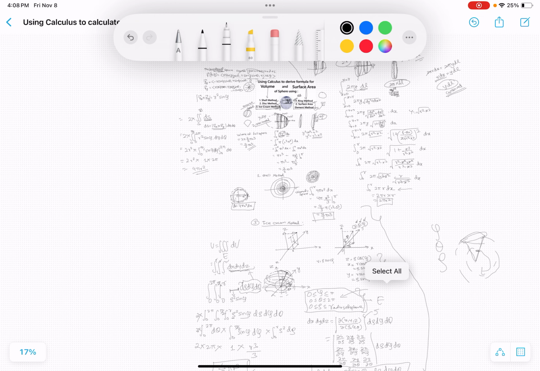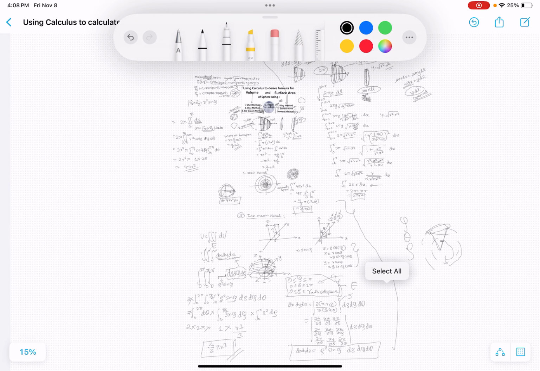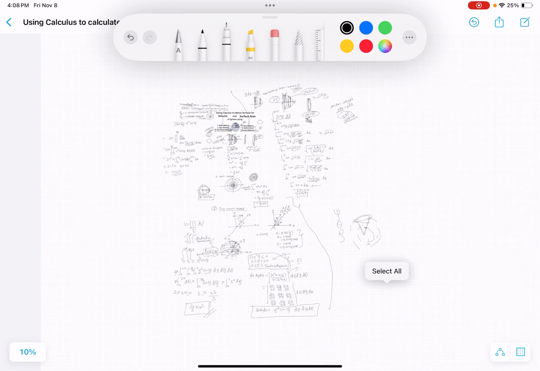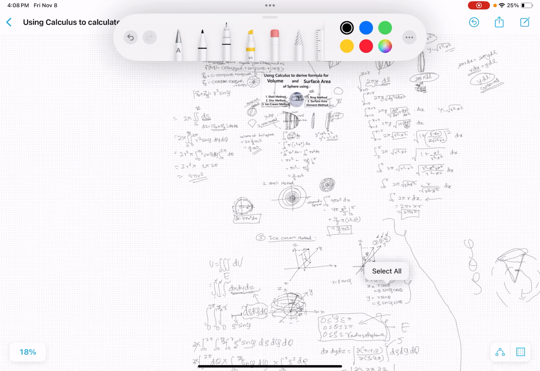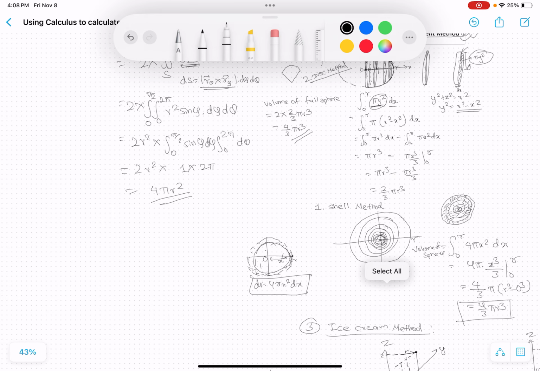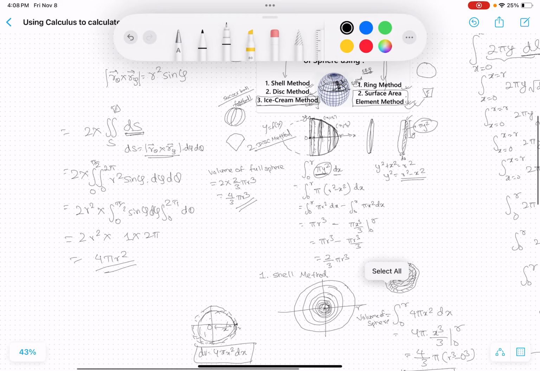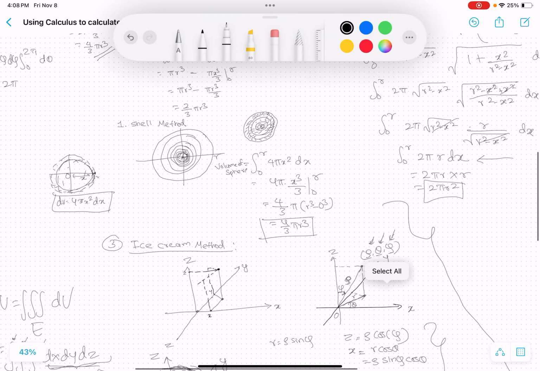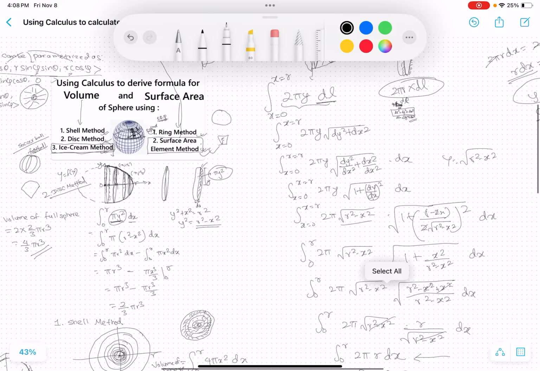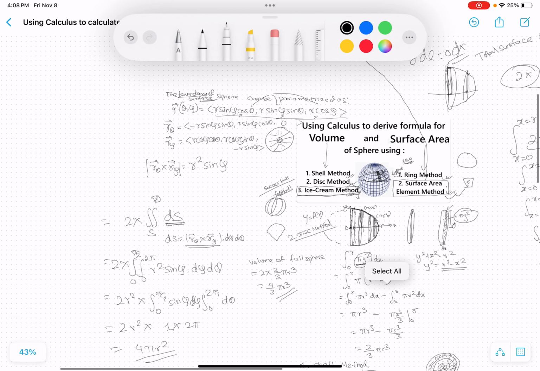So that was awesome guys. I enjoyed this session. I enjoyed doing all these things: first of all going through the shell method, disk method, and then the ice cream method, and later on going through the ring method, and then finally coming back to this surface area element method. So yeah, I did enjoy.